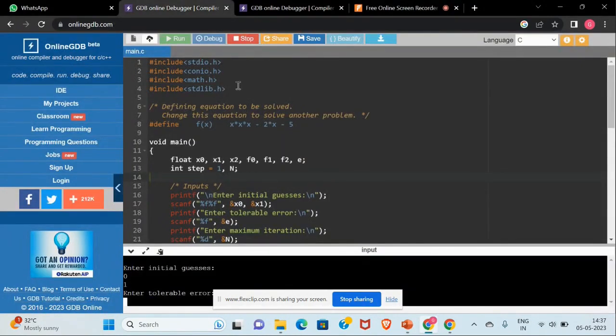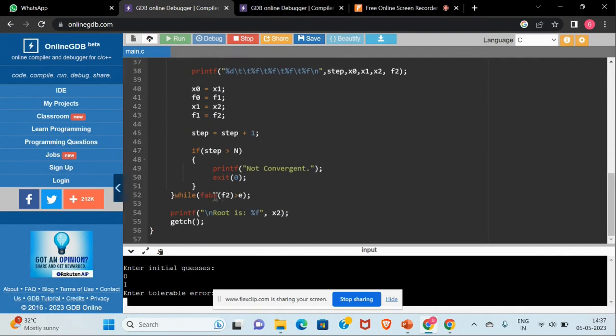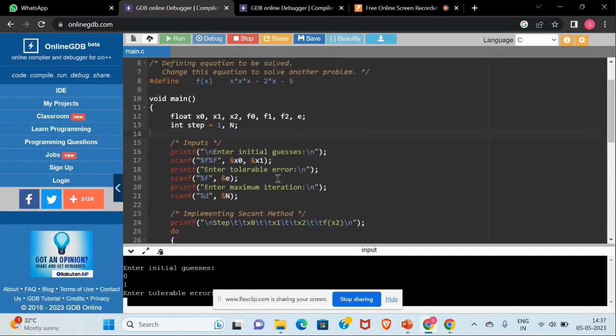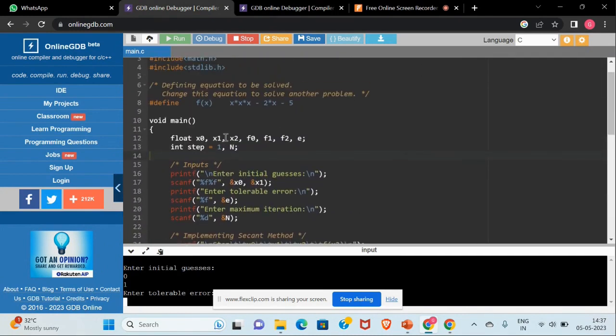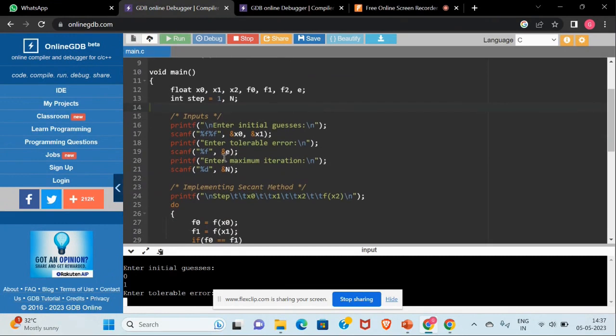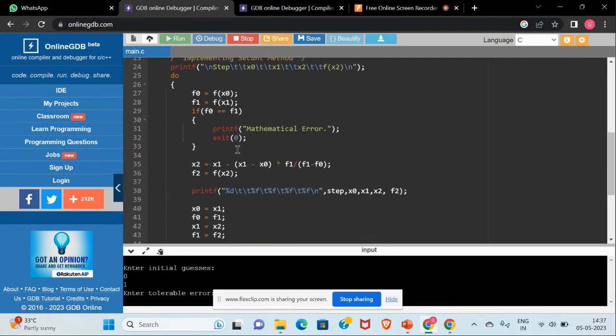First we will include some libraries into the program, and we will define a function x cubed minus 2x minus 5. Then we create one while loop, with the condition that the function is greater than the error. Then we will declare float variables x0, x1, x2, f0, f1, f2, fe. Then we will take some initial guesses x0, x1, the tolerable error e, and the number of iterations as 10.